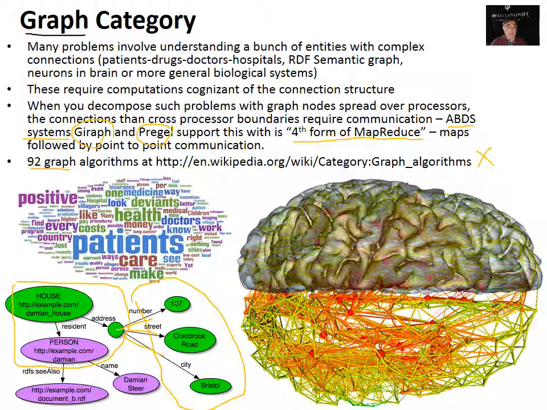And graphs are hard because those links are often very irregular, and dealing with irregular point-to-point communication is tough. Here we see some other graphs. Here we have a cortex, which obviously has a very complex neural structure. Here we have a word chart.